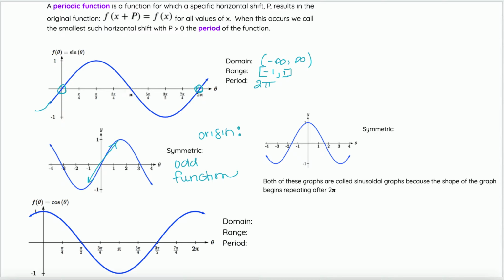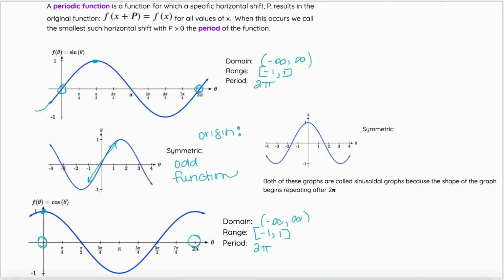Looking at cosine, we see it is just shifted, where the highest point lands at 0, 1 instead of the highest point landing at pi over 2, 1. Pi over 2, 1 is where the highest point lands for sine, whereas the highest point for cosine is 0, 1. So it's shifted to the left just a little bit. Its domain is also negative infinity to positive infinity with a range that is also negative 1 to 1 included, and its period is also 2 pi from the time it starts until the time it begins to repeat the pattern.